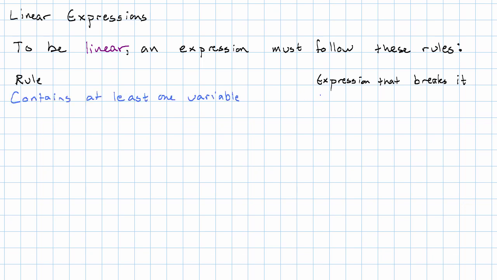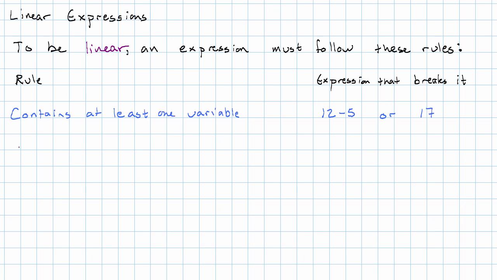So the expressions 12 minus 5 or just 17 by itself break this rule. A linear expression contains no powers of variables other than 1. So x squared, 5y to the third, those break that rule. The power 1 is okay because exponent 1 doesn't do anything.